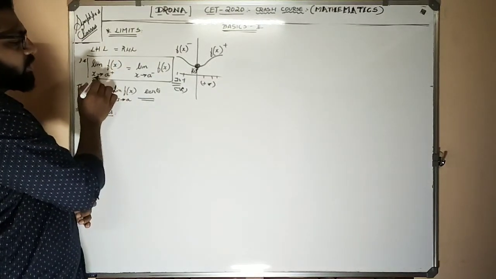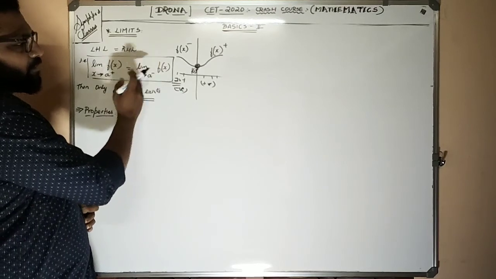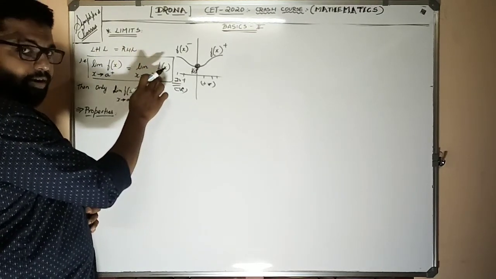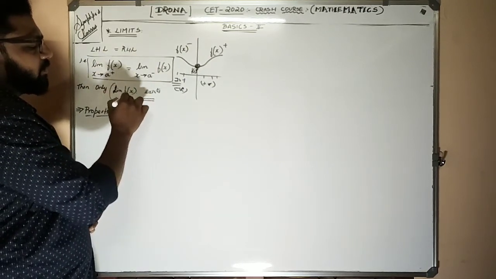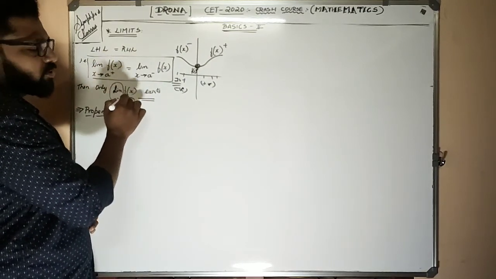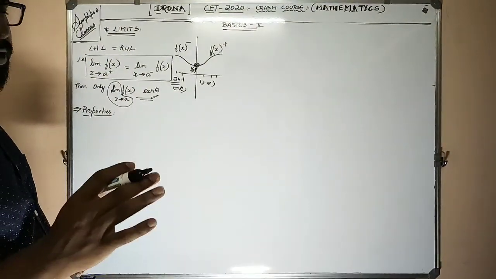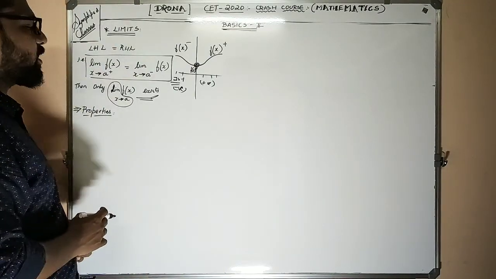Left hand limit is the minus part, and the right hand limit is the plus side. So right hand limit is equal to left hand limit. Then only can I apply a limit operation to a function. Otherwise, the limit operation will not hold good for a function. So that's the basic of understanding limits.